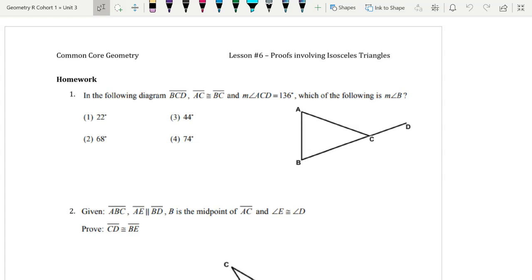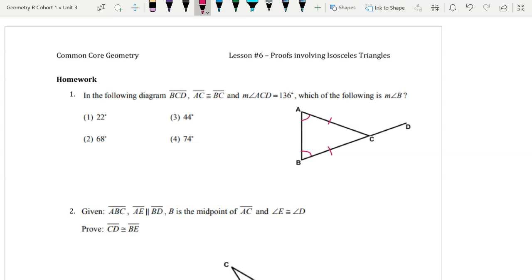The first question in homework is not even a proof question. It's just, do you know what isosceles triangles tell you? In the accompanying diagram, we have this line BCD. It says AC and BC are congruent, so let's label that on my picture. That tells me that two angles are the same. These two angles are the same. Right away, I know that because it's isosceles.